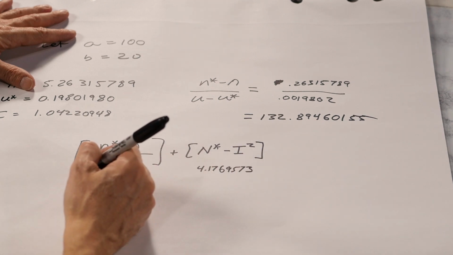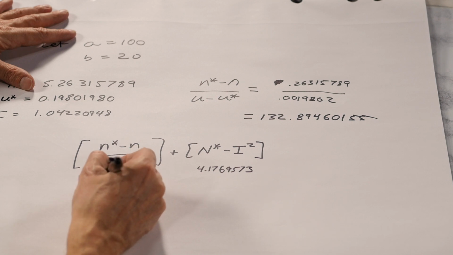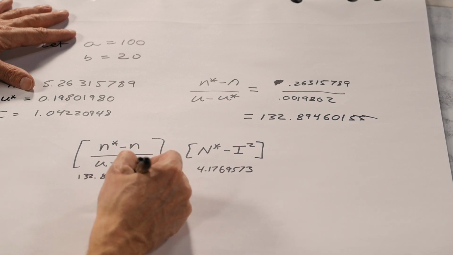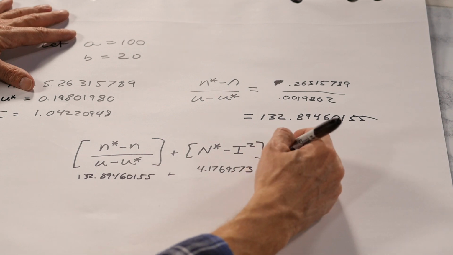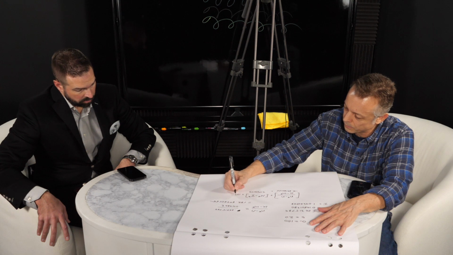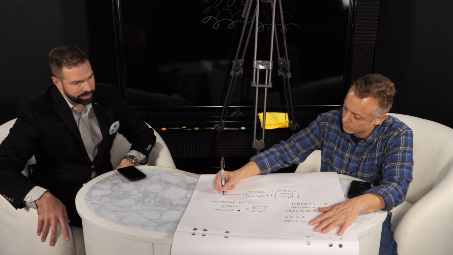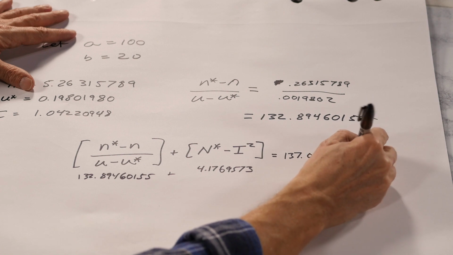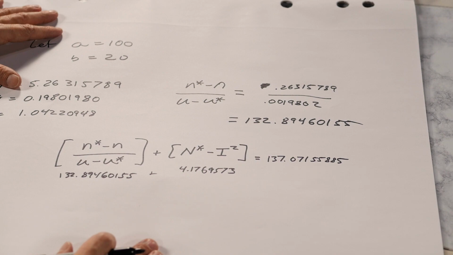Okay. And then we already know that this is 132.894,60155. And then we add those, and what we end up with? We have 137.071,55885.